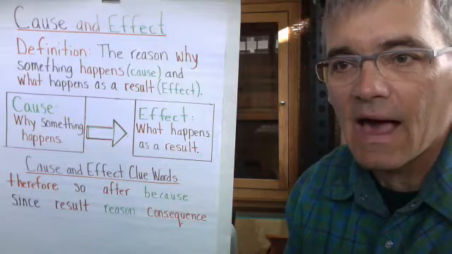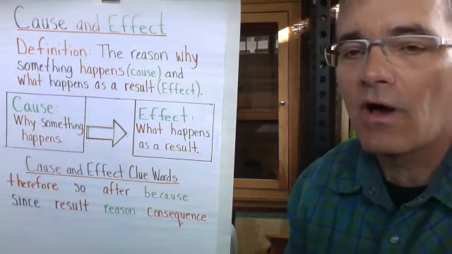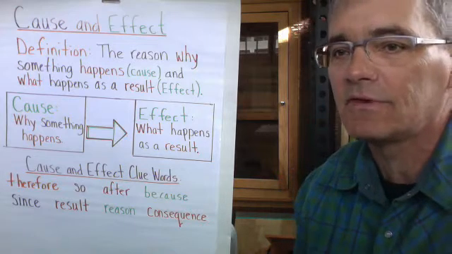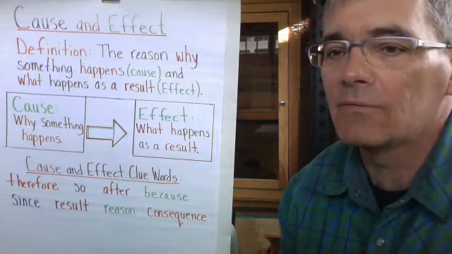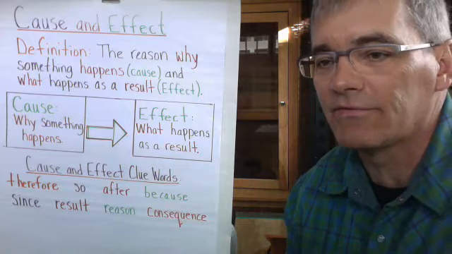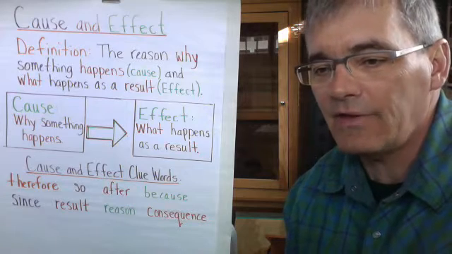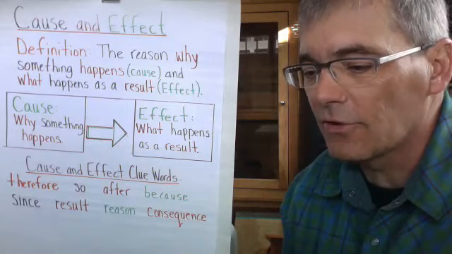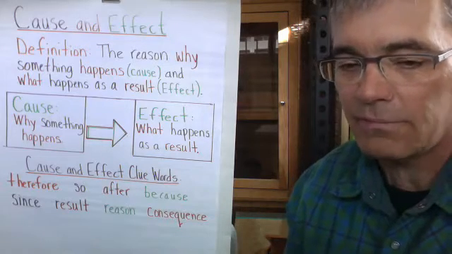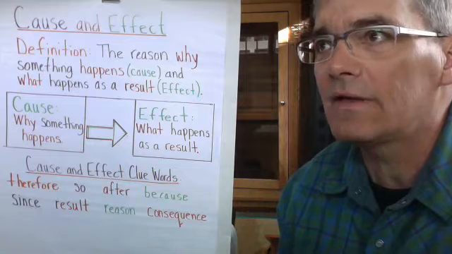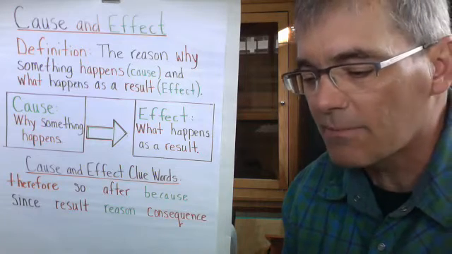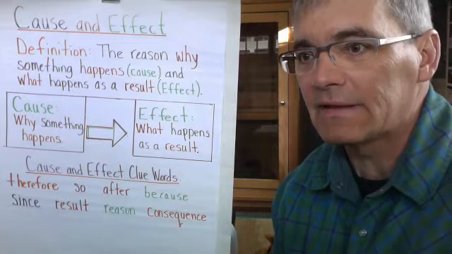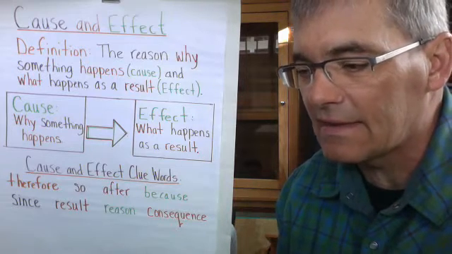And as you can see, I have the definition of cause and effect just to review that with us: the reason why something happens, the cause, and what happens as a result, the effect. Now, when you're reading, you're looking for those signal words, those clue words, but as you probably have found, they don't always appear. Sometimes that relationship is embedded in the text where you have to read the whole thing to really get the whole idea of what the cause and the effect are.